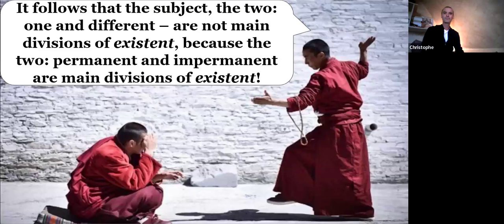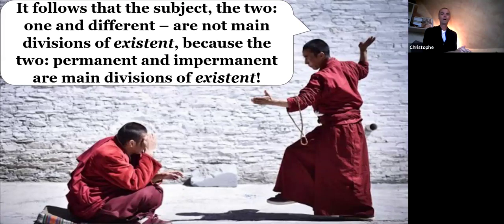Okay. So then the challenger could give a justification. It follows that the subject, the two, one and different are not main divisions of existence because the two, permanent and impermanent, are main divisions of existence. So it's a three-part consequence. We could say accept, but there's something wrong here, so we should not accept. We could say the reason is not established, the reason is not the property of the subject. Or we could say no pervasion. What will you choose among those answers?